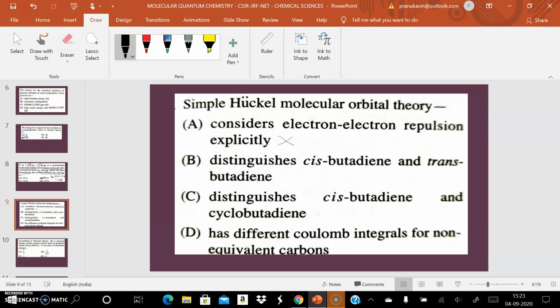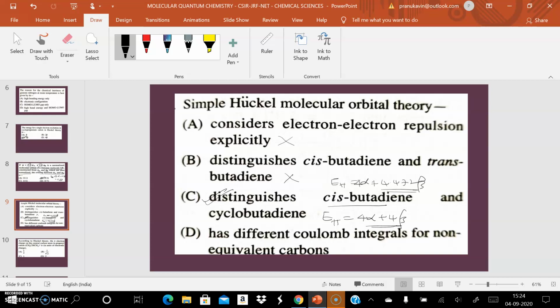Then second one, distinguishes cis-butadiene and trans-butadiene. No, in Huckel theory we cannot differentiate cis-butadiene from trans-butadiene. Then third one, it distinguishes cis-butadiene and cyclobutadiene. Yes, this is possible. For butadiene we will get pi electronic energy as 4 alpha plus 4.472 beta, and for cyclobutadiene the pi electronic energy is 4 alpha plus 4 beta. You will get a difference in the pi electronic energy of these in Huckel theory.